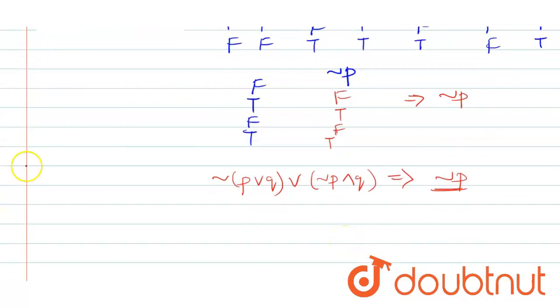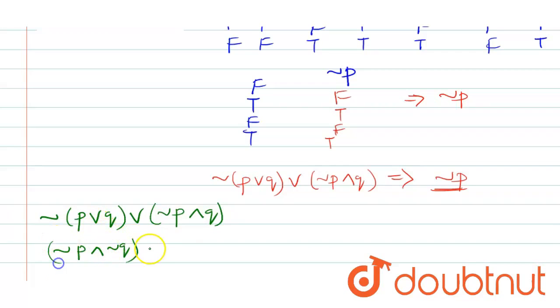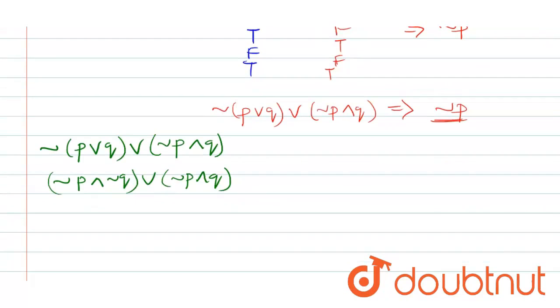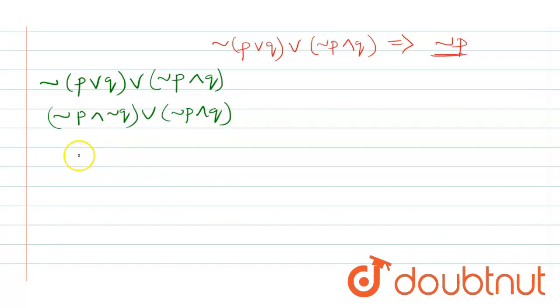Now the second method, that is the direct method. Here we have negation of (P or Q) or negation of (P and Q). Applying negation here, we get negation P, the OR value changes into AND, and negation Q, or negation of (P and Q). The next step: negation P has been taken as common here, so we get negation P and (negation Q or negation of P and Q).